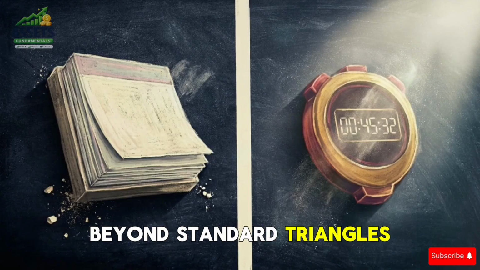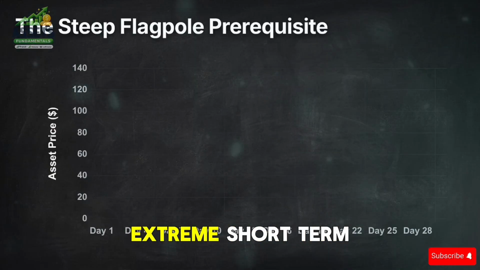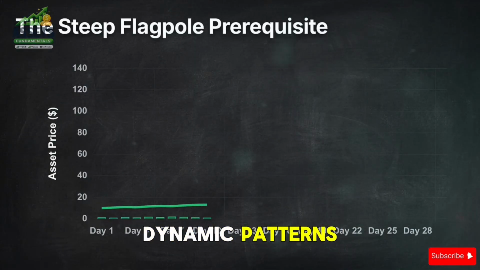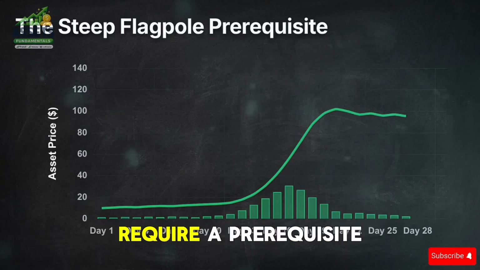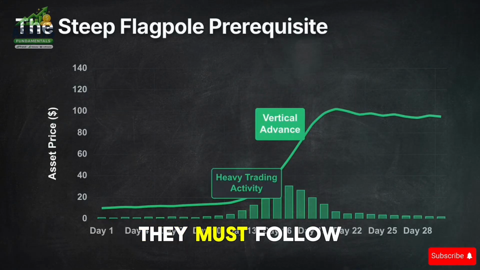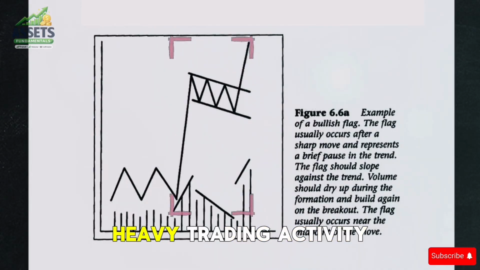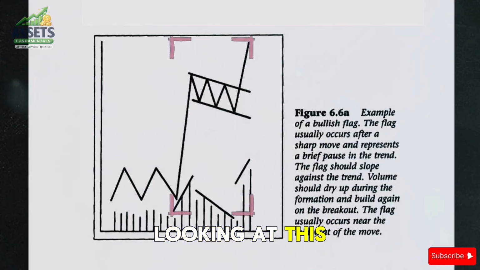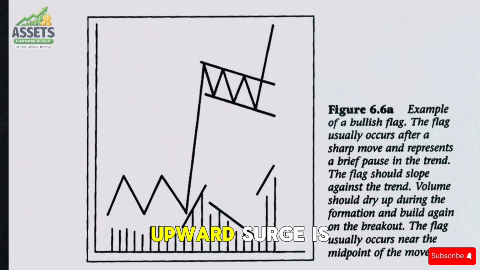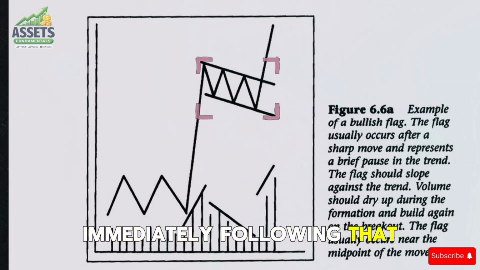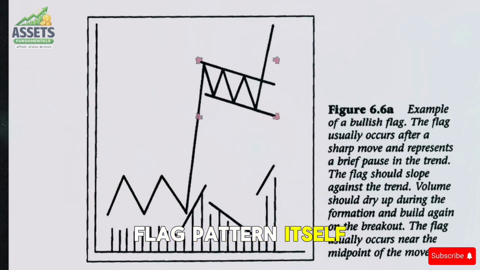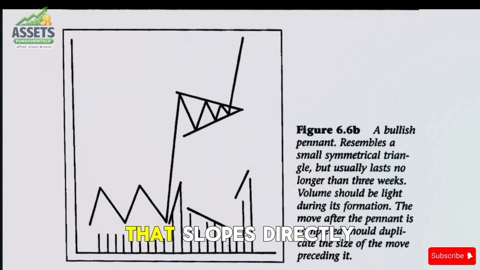Beyond standard triangles, there is a second category of extreme, short-term dynamic patterns. These specific formations require a prerequisite. They must follow a steep, nearly vertical price advance supported by heavy trading activity. Looking at this chart, that sharp initial upward surge is referred to as the flagpole. Immediately following that pole, we see the flag pattern itself, a distinct parallelogram that slopes directly against the prevailing trend.